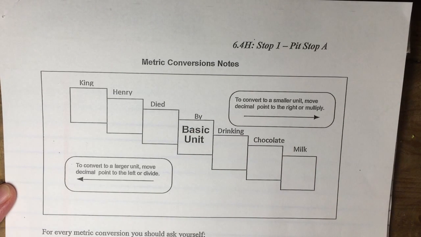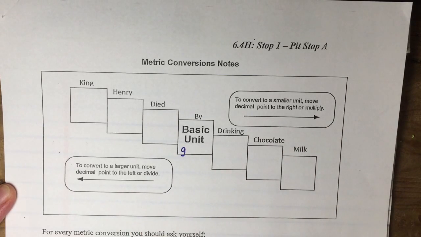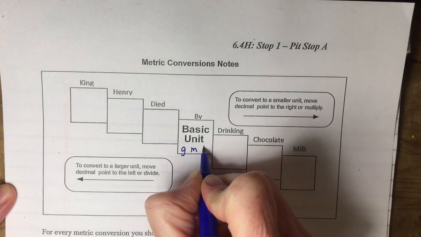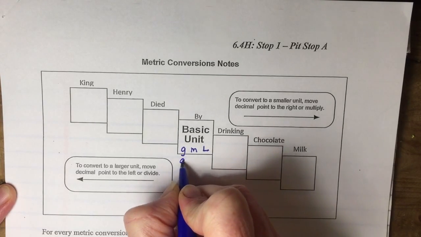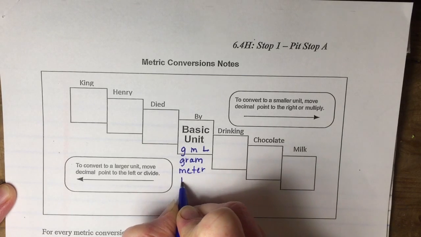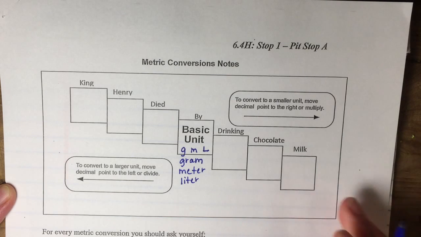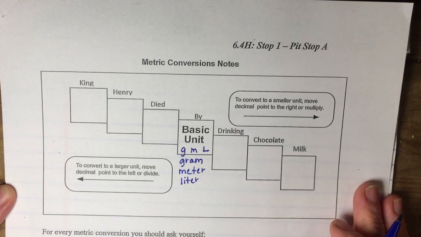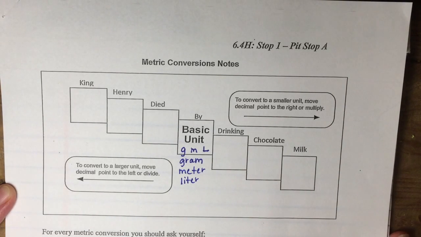And the basic units in the metric system are grams, meters, and liters, and they capitalize the L so that it doesn't look like a 1. I'm just going to use an abbreviation. The G stands for gram, and the M stands for meter, and the L stands for liter. With the gram, you're going to be measuring the weight of something. With meters, you might be measuring the length of something, and then with a liter, you would be measuring the capacity of something. And then each of these uses the same prefixes, depending on if you're getting bigger or smaller.